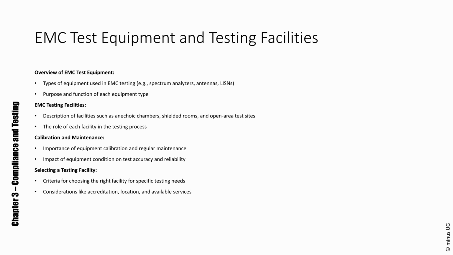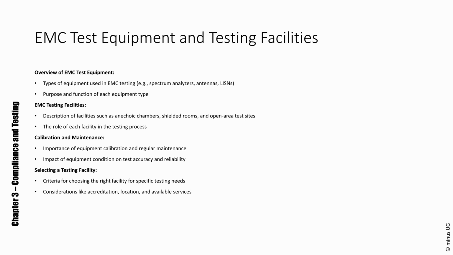Selecting a testing facility. When choosing an EMC testing facility, several criteria should be considered. Accreditation. Accreditation by relevant authorities ensures that the facility meets certain quality and technical standards. Location. The facility's location can affect convenience and the cost of testing, especially for large or multiple products. Available services. Different facilities might offer various testing services. Ensure the facility can perform all the required tests for your specific product. Expertise and reputation. The experience and track record of the facility can provide assurance of quality testing services.